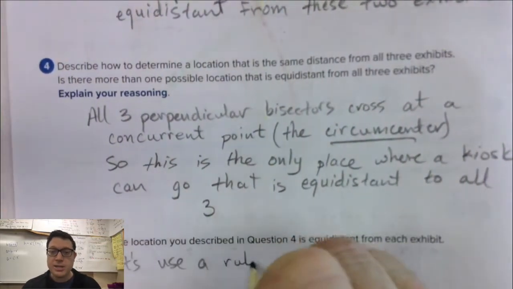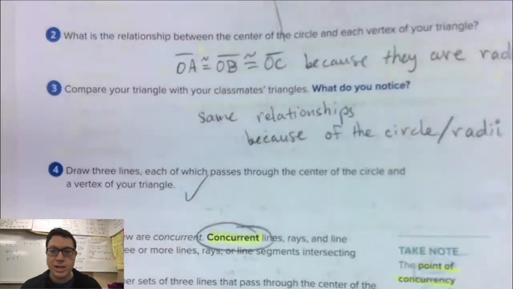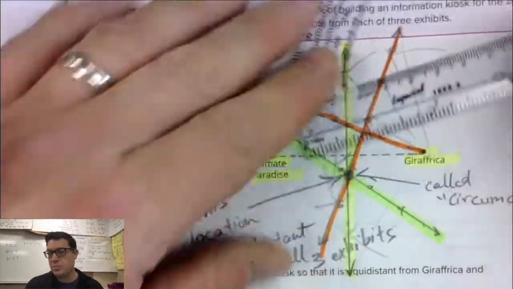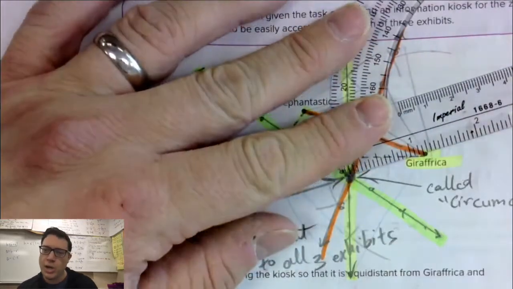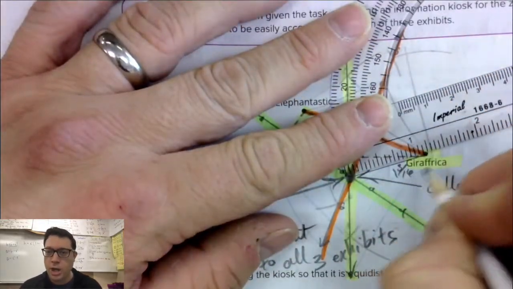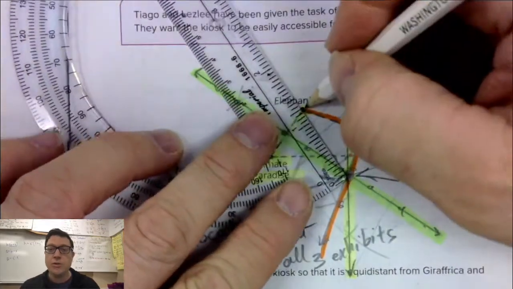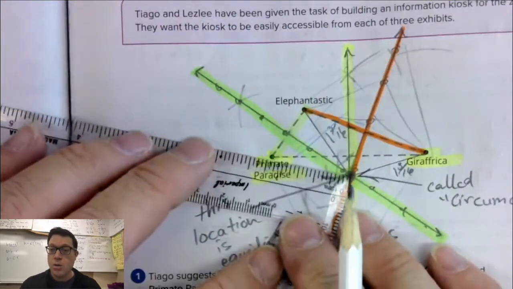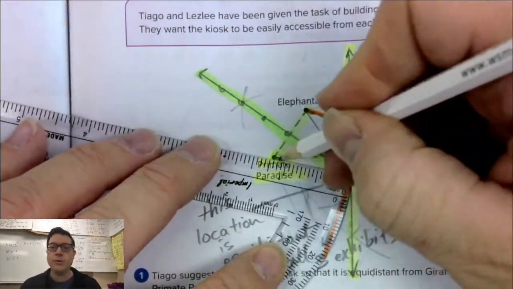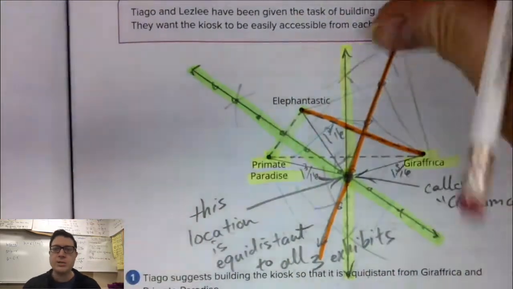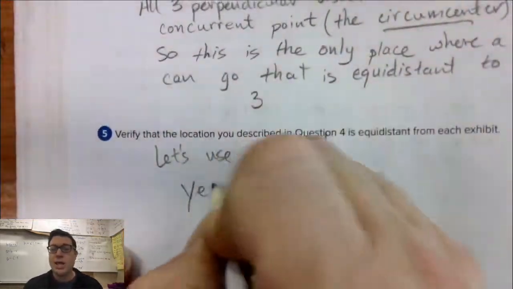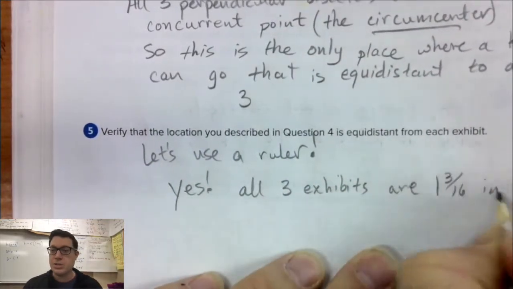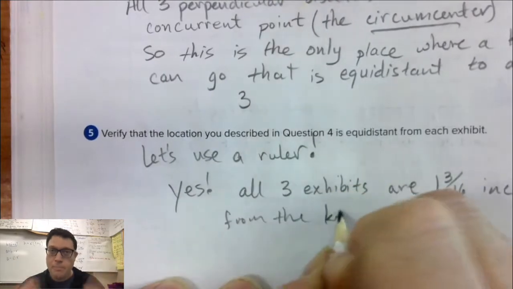We can verify that this location is in fact the right one. Let's use a ruler. So line up the ruler. I might use millimeters. You know what? Let's use inches. Okay, so 1 inch, and then every little mark on there is a 1/16 of an inch. So after the 1 inch, there are 3 little spaces, 1 and 3/16. Every point from that circumcenter to Giraffrica, to Elephantastic, to Primate Paradise, they are all 1 and 3/16 of an inch away from the center on our little map.